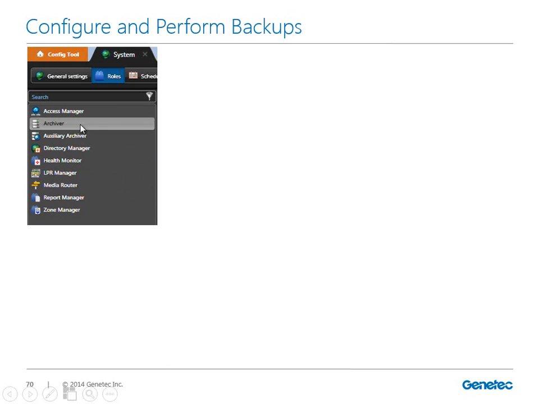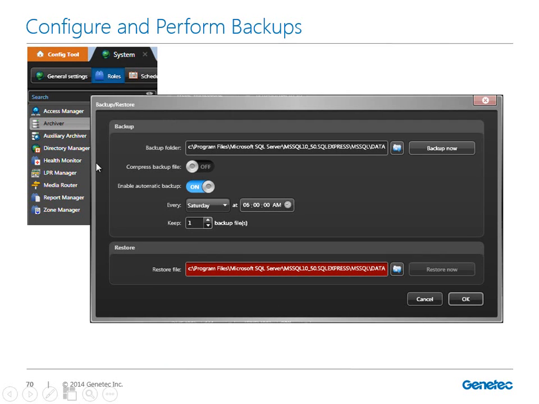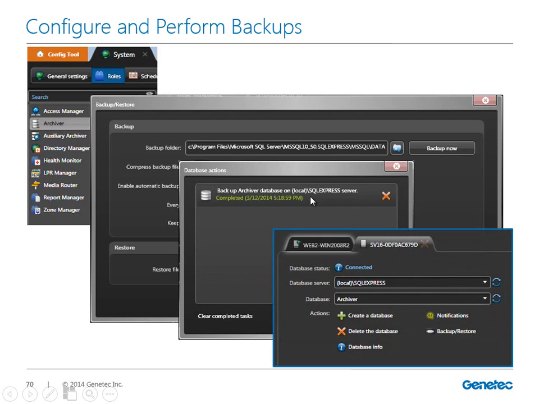So if a role has a database, it's usually listed in the Resources tab. So under the Archiver Resources, we just need to click on the Backup and Restore button, and that's usually below the database information, and then we'll hit the Backup Now button. Once again, it's going to run through and tell us when it's been completed. And then once we go back, we want to set up the automatic backup time as well.